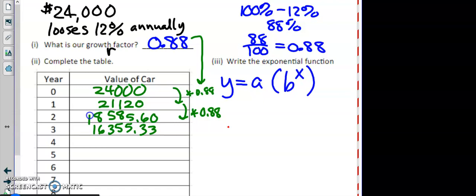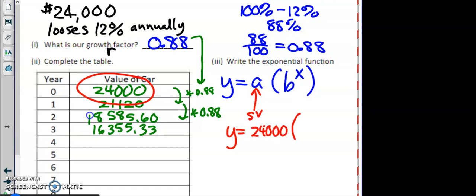Now for the equation, it's going to be y is equal to a, our starting value. The starting value for this problem is $24,000, times the b value. The b value is our multiplier, and that's the 0.88. So this would be the equation that we could use to determine the value of the car at any year. In other words, if I replace the x with 20, then y is equal to 24,000 times 0.88 to the 20th power. If this car continues to maintain 88% of its value each year, that would tell me how much the car is worth in 20 years.